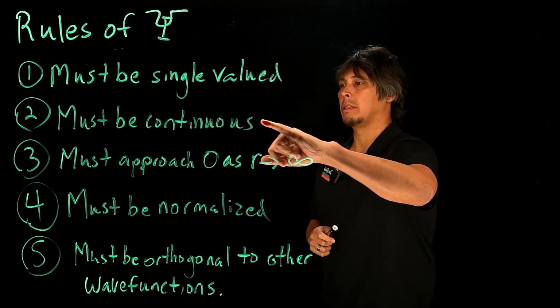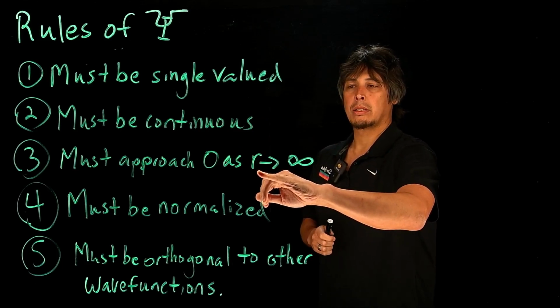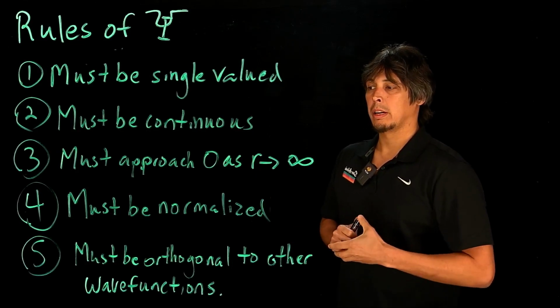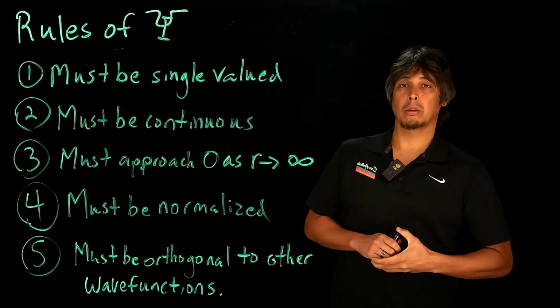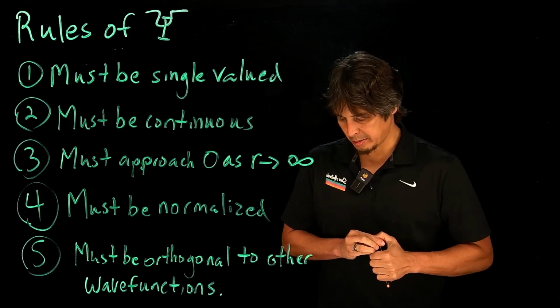2, it must be continuous. 3, it must approach 0 as the radius approaches infinity. 4, it must be normalized. And 5, it must be orthogonal to other wave functions. So let's illustrate what each of these means.